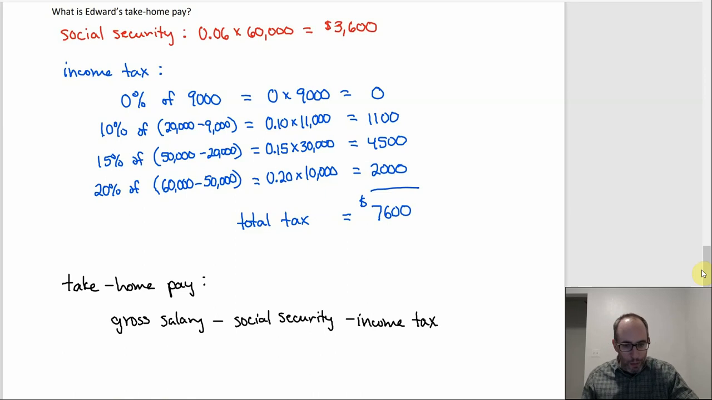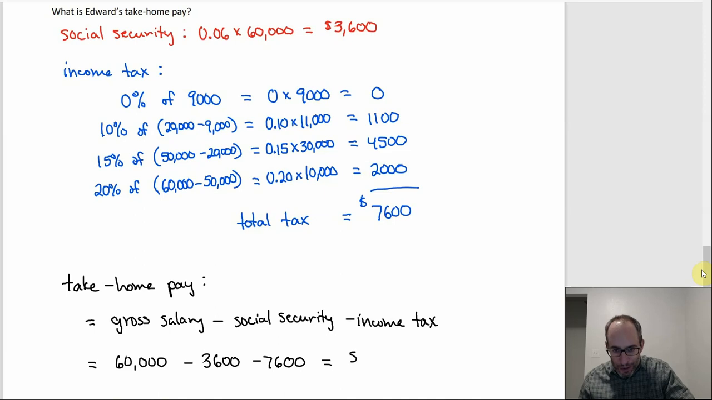So then what we're going to end up with is, the gross salary was 60,000. Social Security was 3,600. And then income tax was 7,600. And if you simplify that, what you end up with is 48,800. That is his take-home pay.